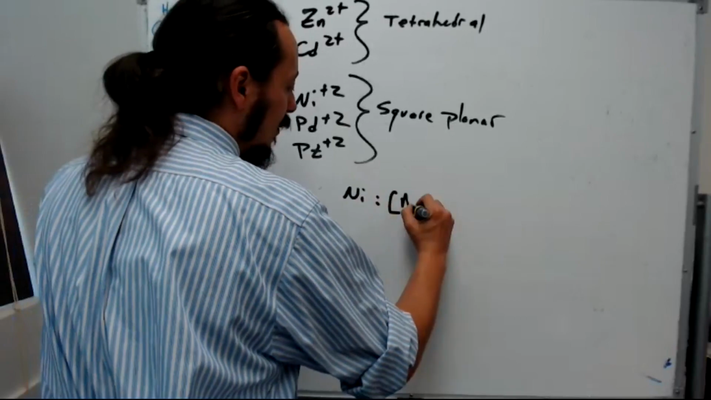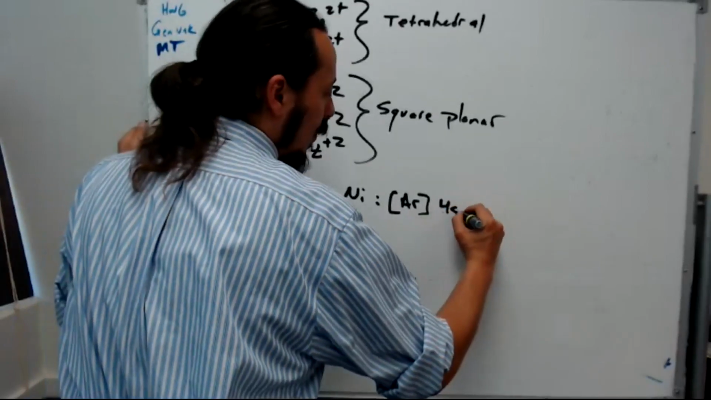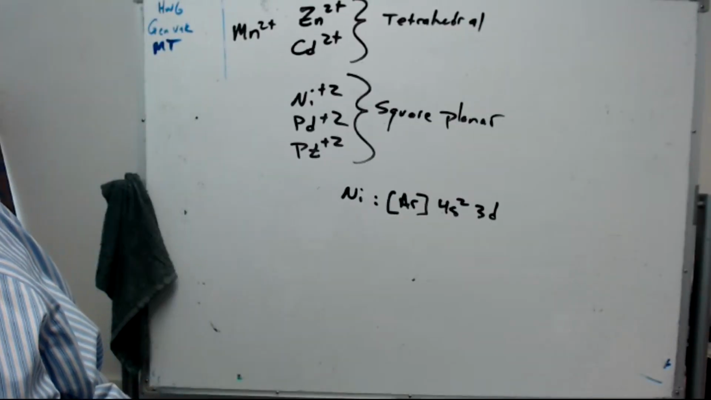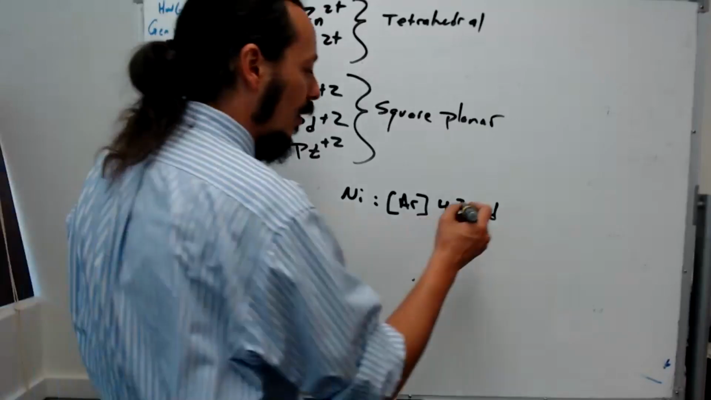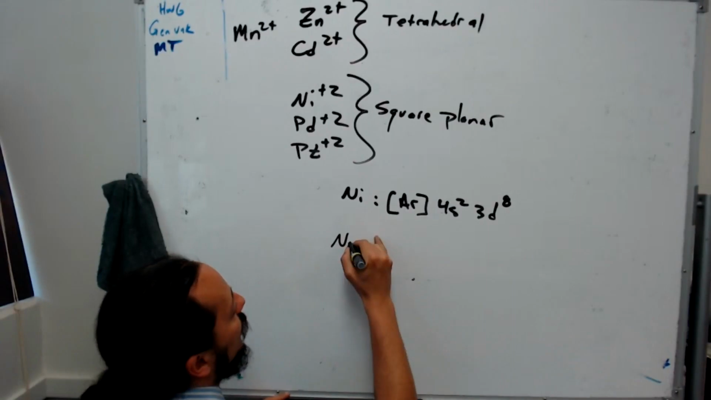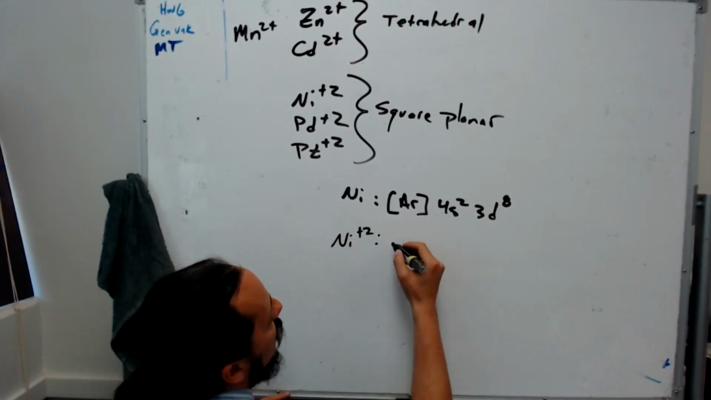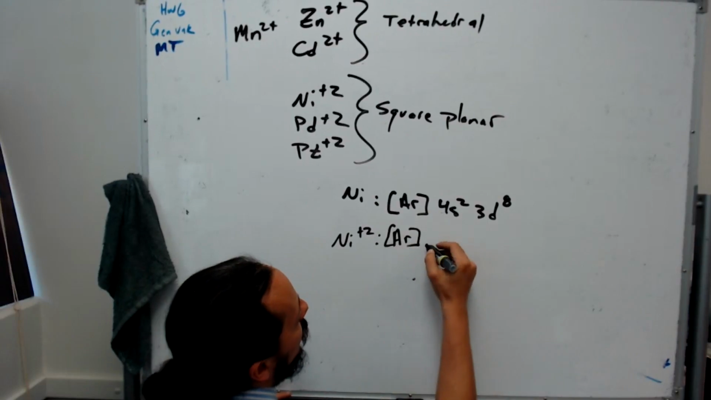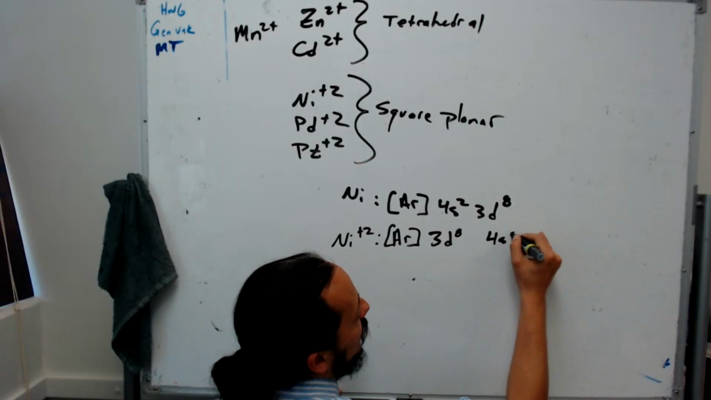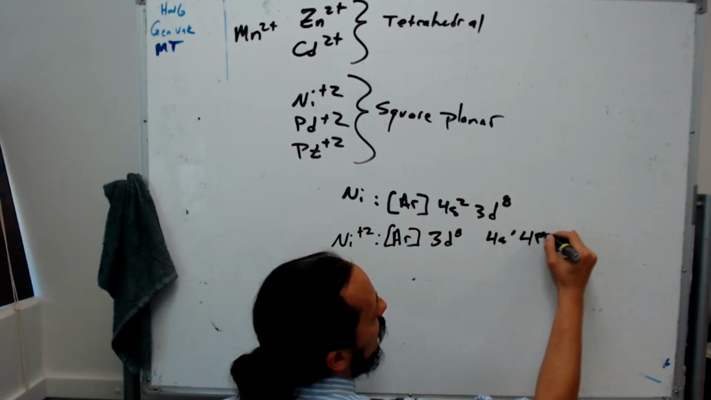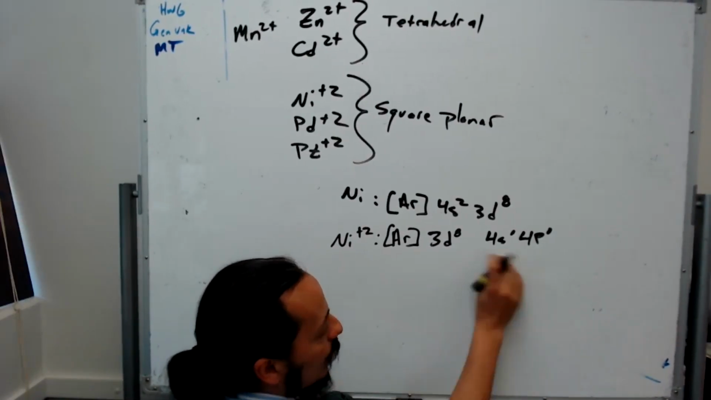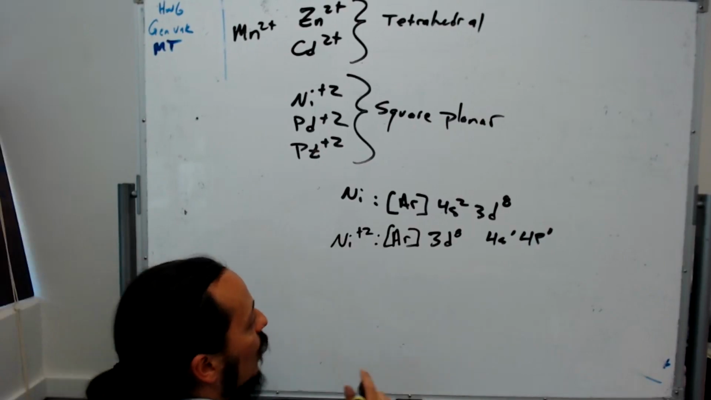Nickel's electron configuration is going to be argon, 4s2, 3d8. When I do my nickel plus 2, I'm going to do argon, 3d8, 4s0, 4p0. And what I want you to realize here is, when I write 3d8, let's write, instead of doing the electron configuration, let's do the orbital diagram.